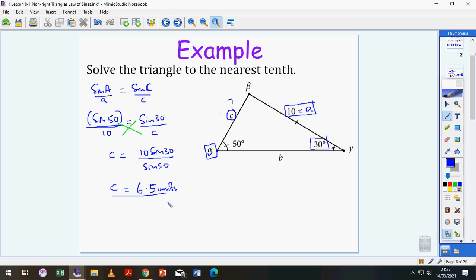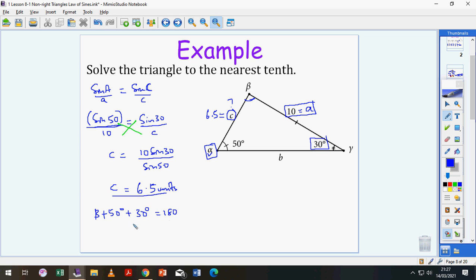Alright, I've solved for C, yay, but I'm not done because this question asked me to solve for all unknown sides and angles. Now, since I know angle A and I know angle gamma, I can easily find angle beta using the interior angle sum of a triangle. So I know that angle beta plus 50 degrees plus 30 degrees is supposed to equal 180.